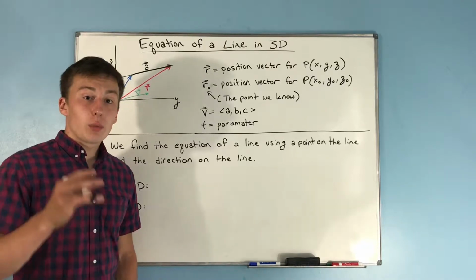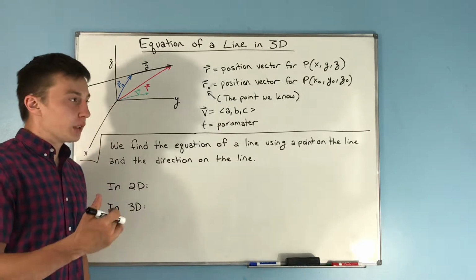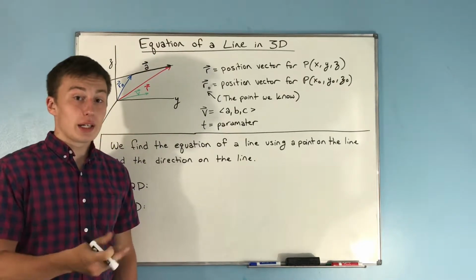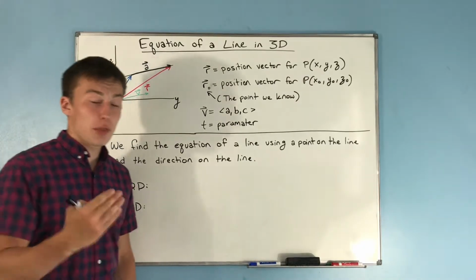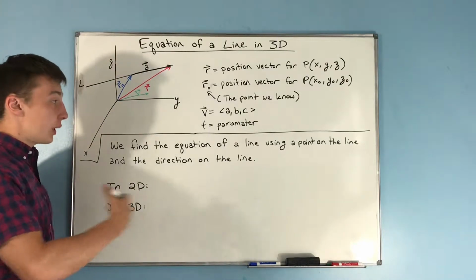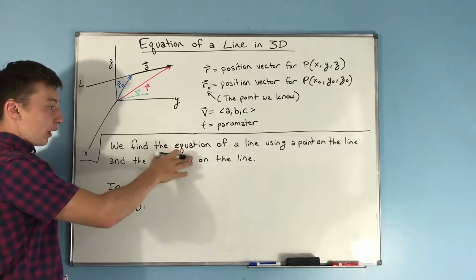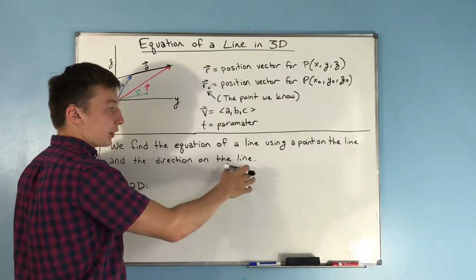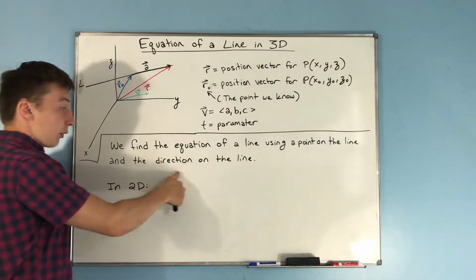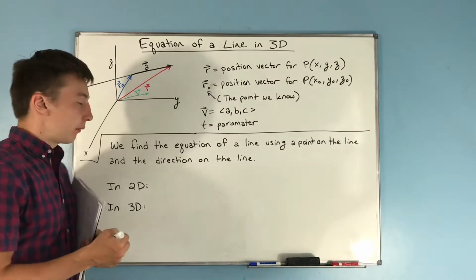Alright, so in this video, we're going to be talking about the equation of a line in 3 dimensions. Ever since algebra, we've been working with the equation for a line in 2 dimensions, and now we're bumping it up to 3 dimensions. How do we find the equation for a line in 2 dimensions? We found it by using a point on the line and the direction of the line. That was the slope, right?